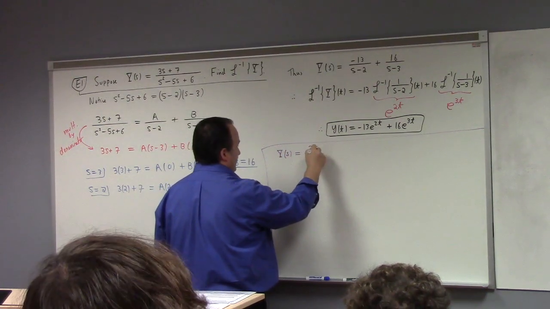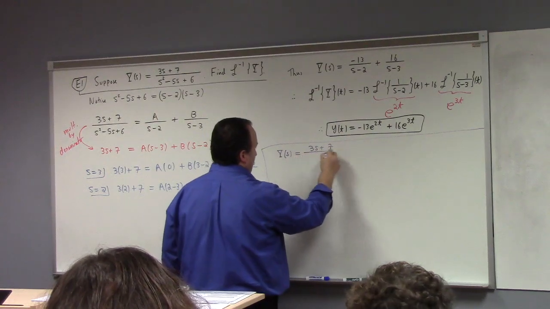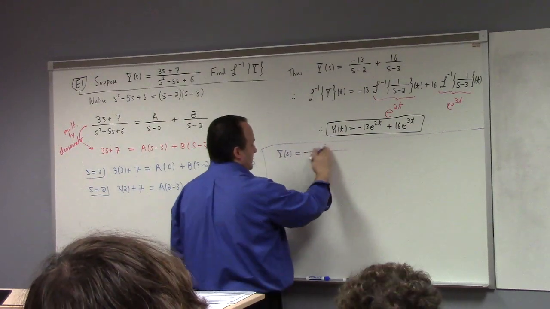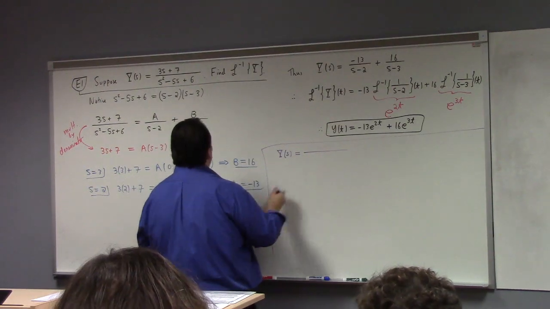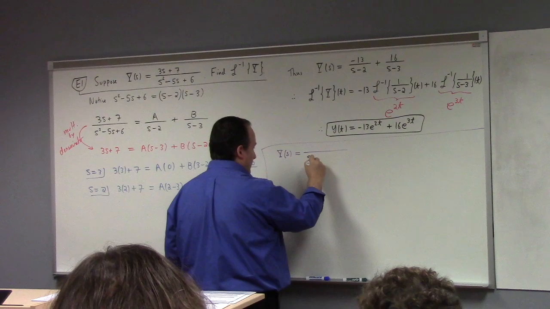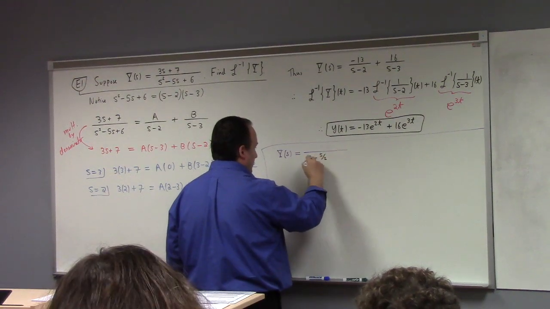I'll start with 3s plus 7. Let me complete the square. Actually, I'm going to leave that blank. I'm going to complete the square downstairs. What I have there is s minus 5 over 2 quantity squared, right?